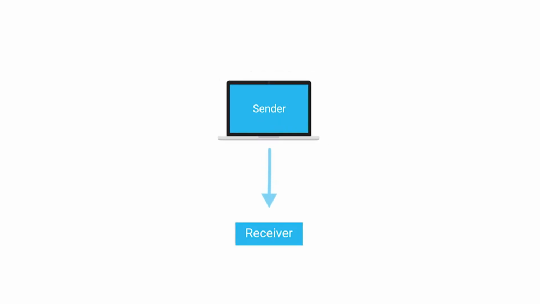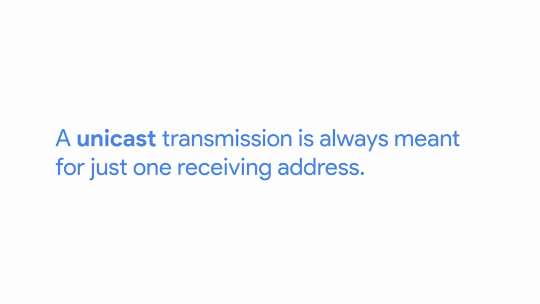We have discussed ways for one device to transmit data to one other device. This is what is known as unicast. A unicast transmission is always meant for just one receiving address. At the Ethernet level, this is done by looking at a special bit in the destination MAC address.